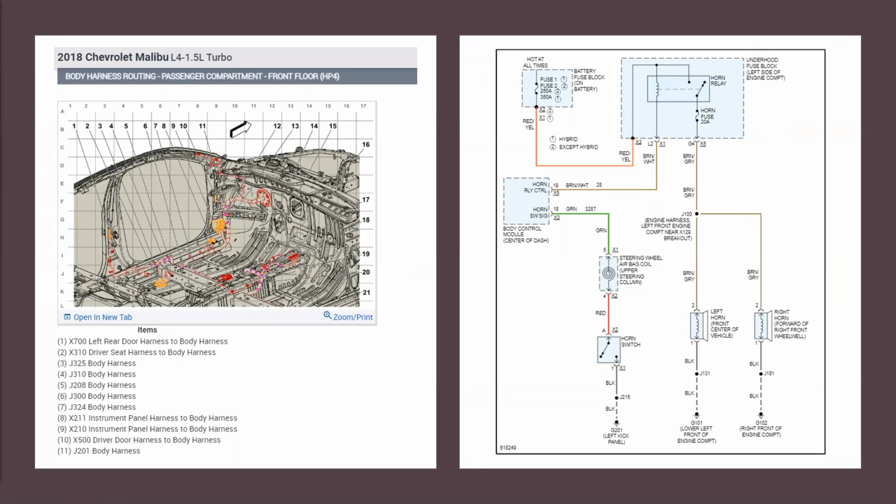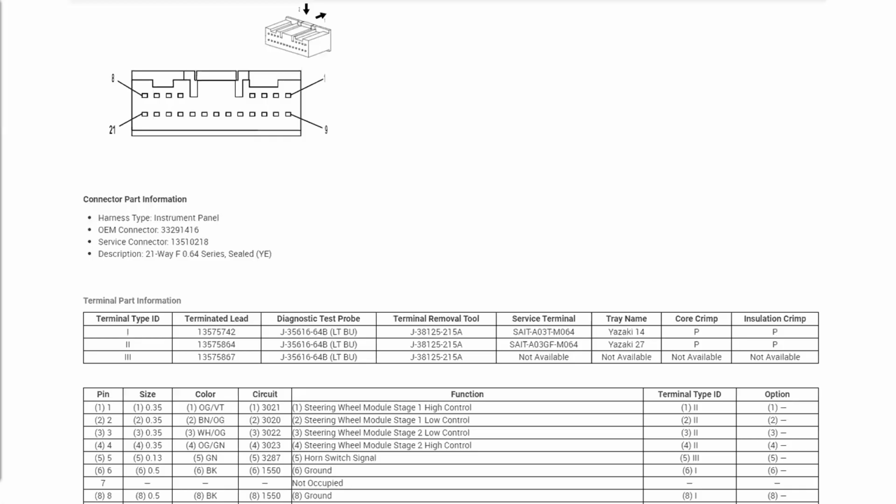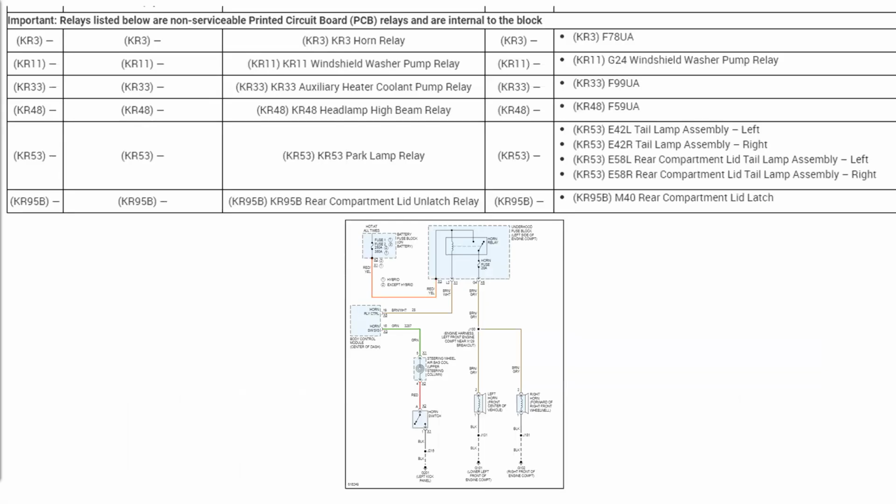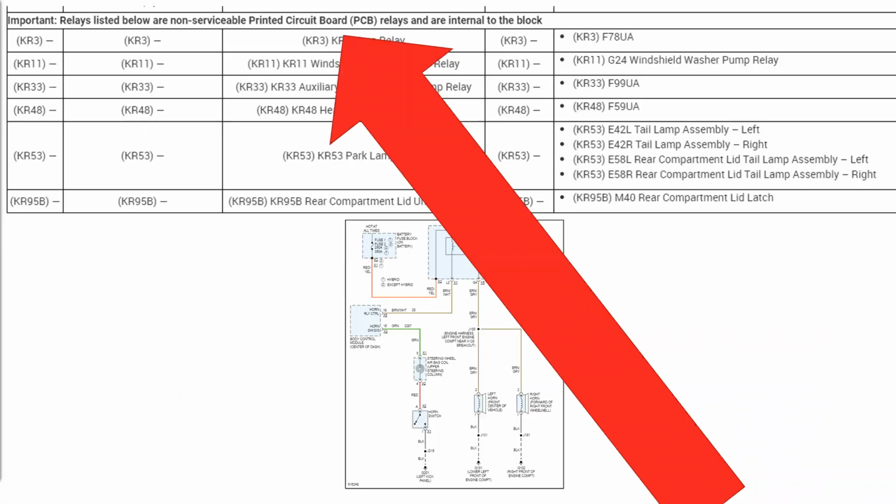But then from there, my next step in All Data was to take a look at my connector views. And if I want to take a look at the horn switch, it'll tell me exactly what terminal, exactly what connector, and even give me part numbers when I need them. So keep in mind, there's one thing that we've got to remember. When we start to look at the relay, we can see the horn relay is KR3, but take a close look at that because there's a warning there. The relays below aren't serviceable. They're part of the printed circuit board.